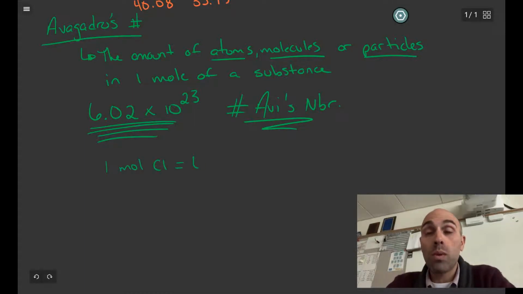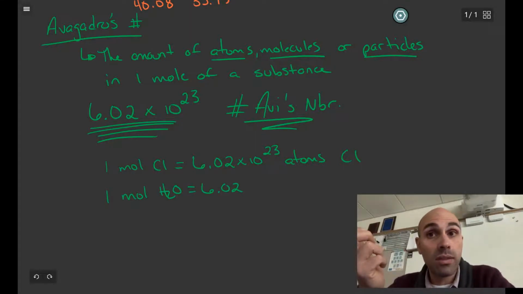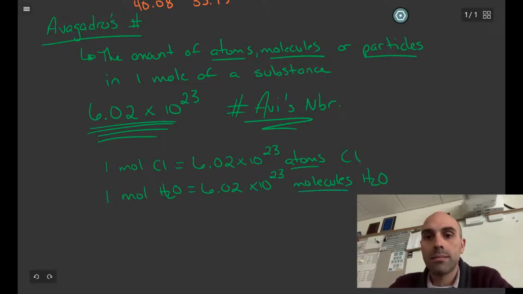So, a couple quick examples. When we say we have 1 mole of chlorine and we want to know how many atoms that is, it is Avogadro's number, 6.02 times 10 to the 23rd. If we say we have 1 mole of water, how many molecules is that? 6.02 times 10 to the 23rd molecules of water. All right, not too bad, right? Not too bad at all.